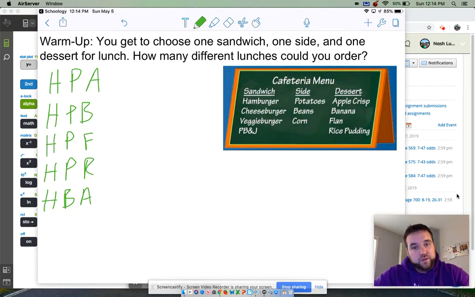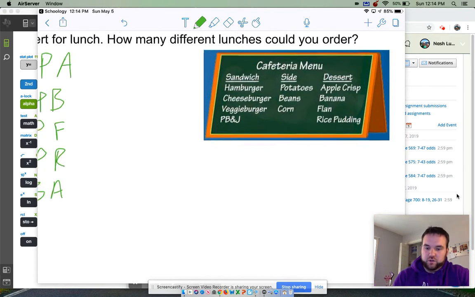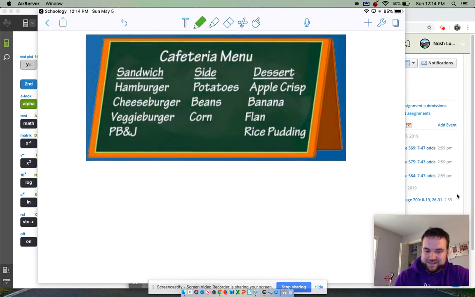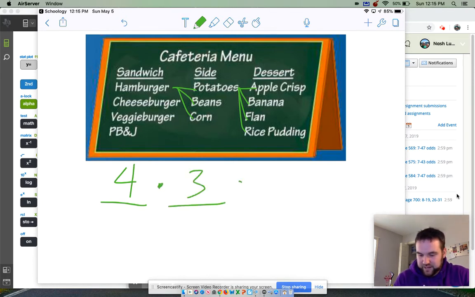So one way to do this is to think, okay, I've got 4 options for my sandwich. If I choose a sandwich, each of those sandwiches can go to one of 3 different sides, and each of those sides can go to one of 4 different desserts. So how we could quickly count the number of possible lunches would be to take the number of sandwiches. Each one of those sandwiches has 3 possible sides, and each one of those sides has 4 possible desserts.